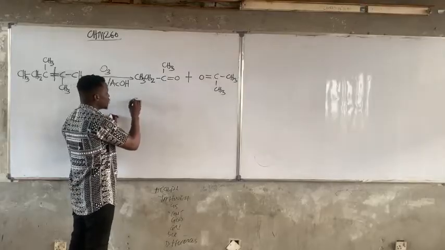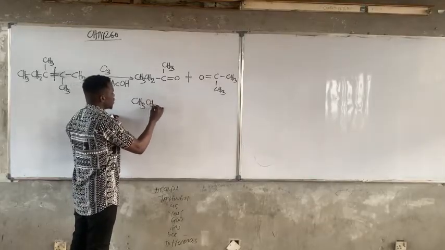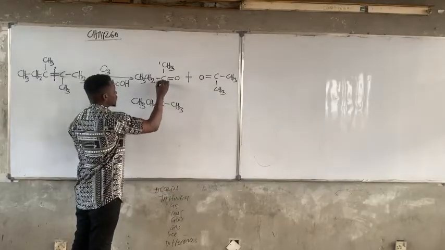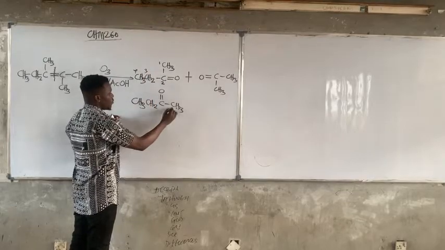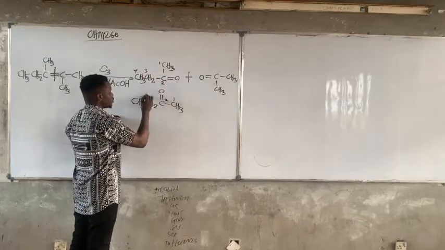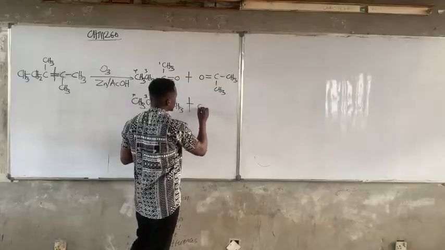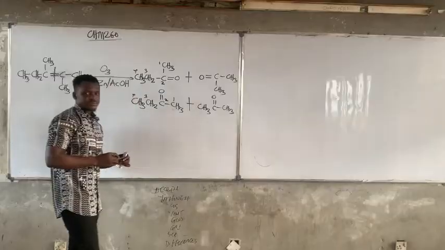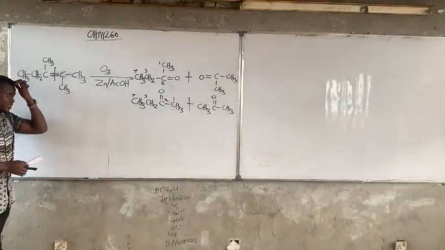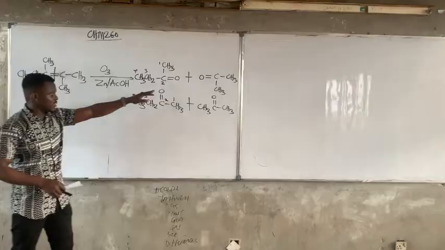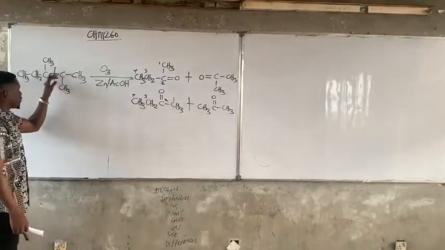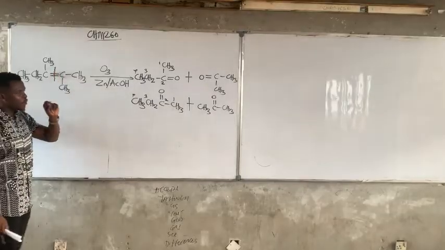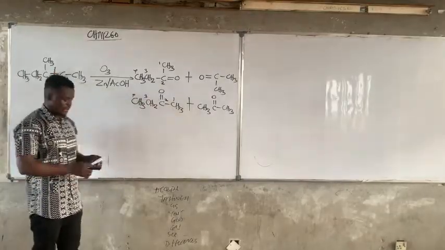This is butan-2-one. CH3, CH2, C double bonded to O, CH3. This is carbon 1, carbon 2, carbon 3, and carbon 4. And this is propanone. CH3, this, and CH3. Okay, so take note of that. The reason why you are getting a ketone is because of the carbons of the double bond, none of them has hydrogen. So after cutting it into two, you simply need to add O to this, and that is final.